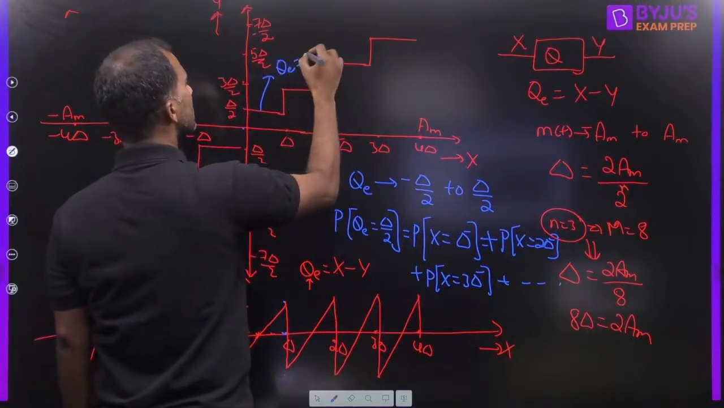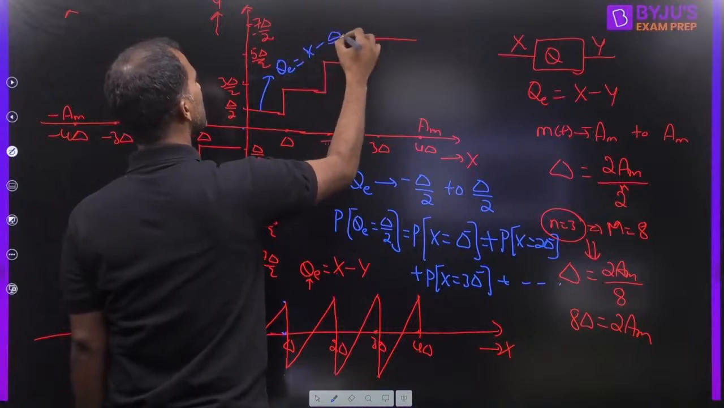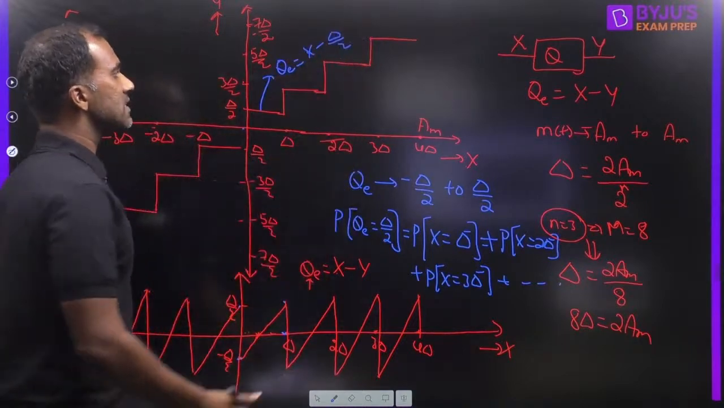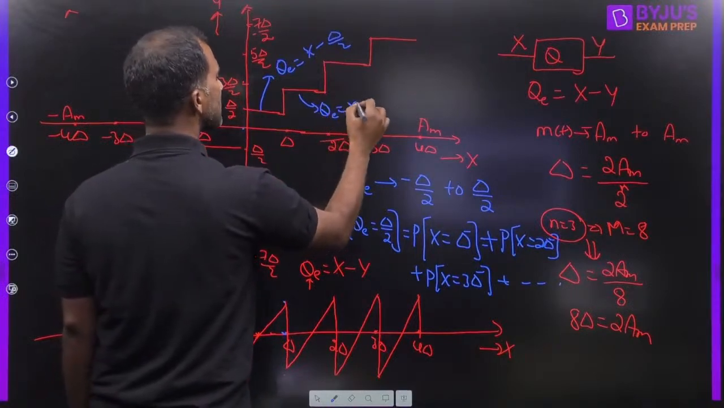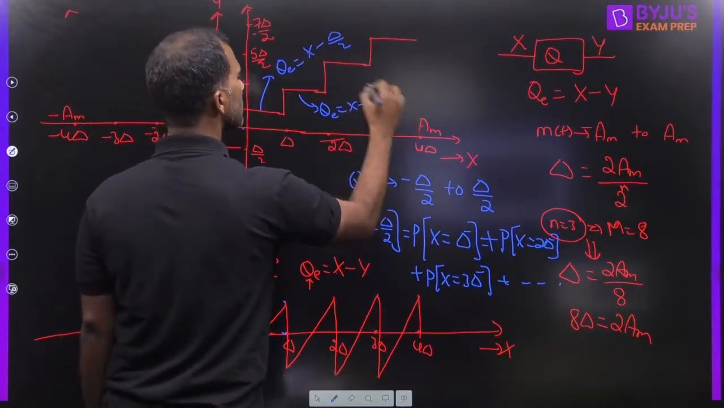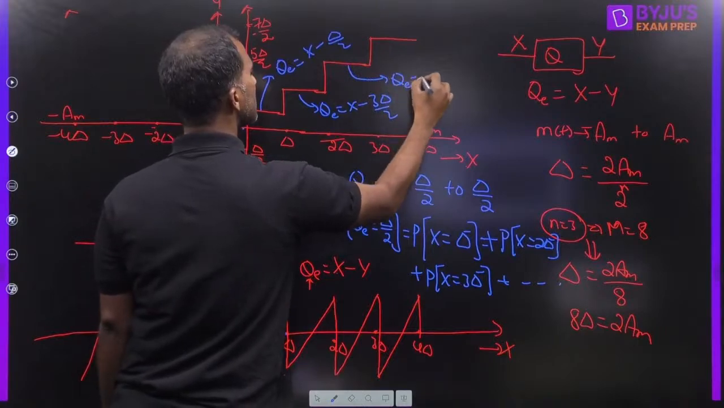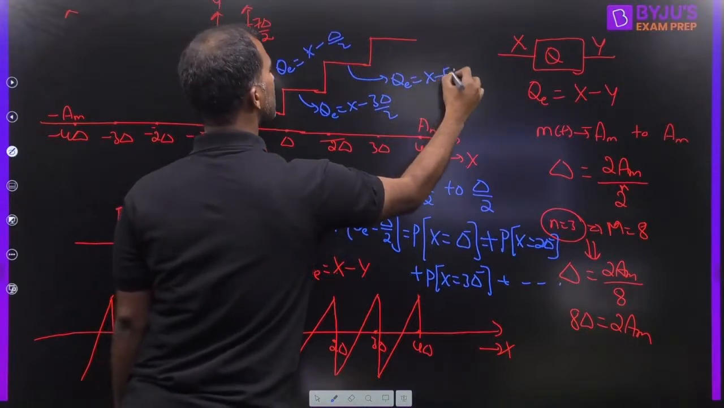In this region, what is the quantization error? It is x minus delta by 2. In this region, it is x minus delta by 2. In the next region, what is the quantization error? It is x minus 3 delta by 2. In this region, what is the quantization error? It is x minus 5 delta by 2, and so on.